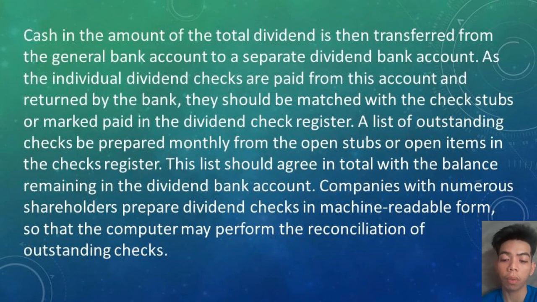Cash in the amount of the total dividend is then transferred from the general bank account to a separate dividend bank account. As the individual dividend checks are paid from this account and returned by the bank, these should be matched with the check stubs or marked paid in the dividend check register. A list of outstanding checks should be prepared monthly from the open stubs or open items in the check register. This list should agree in total with the balance remaining in the dividend bank account.